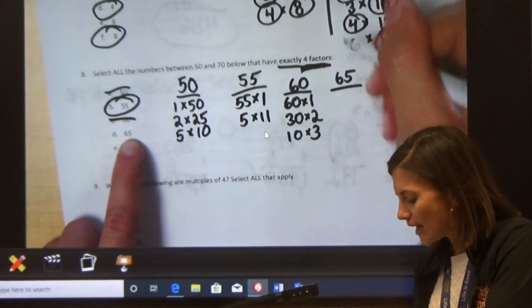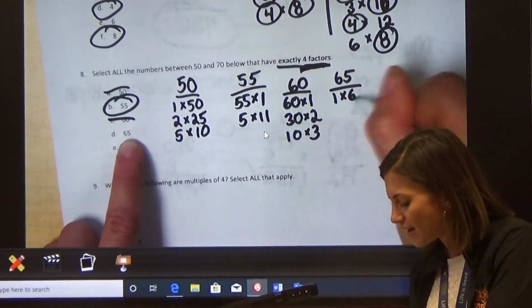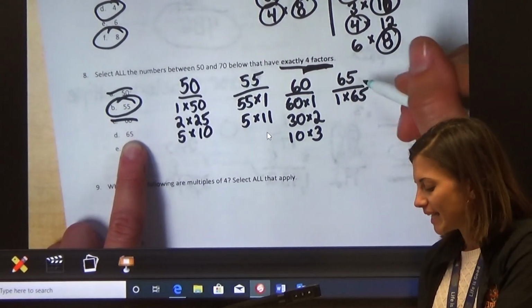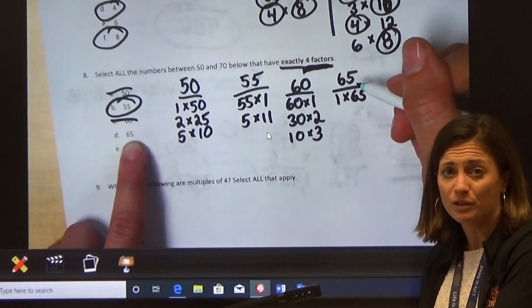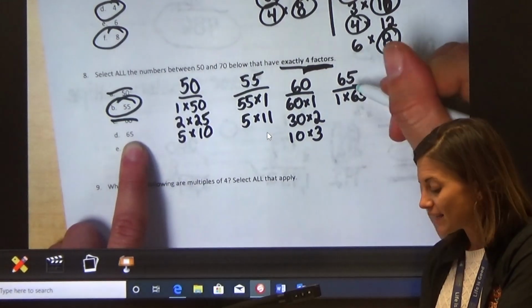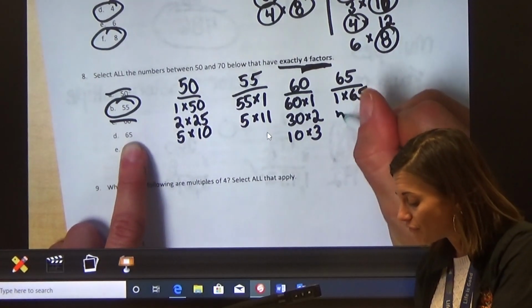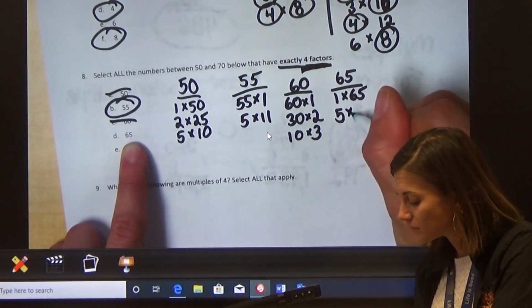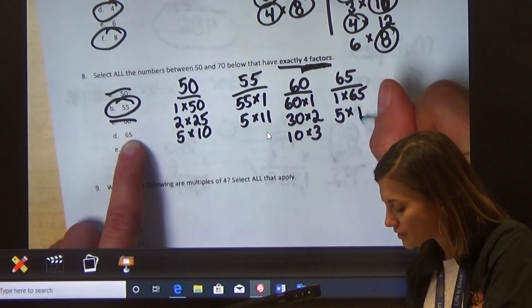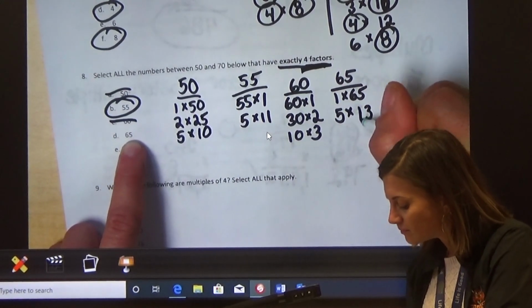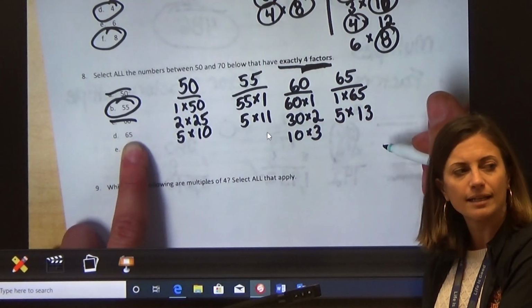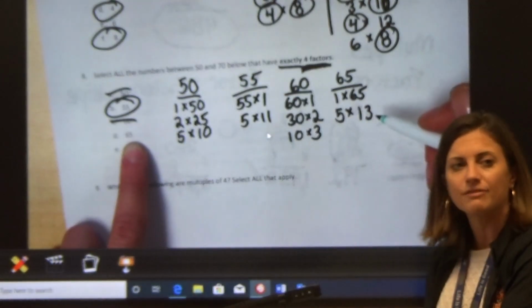65, I can do 1 times 65. It is not even, so I can't do 2. It does not add up to a multiple of 3, so I can't do 3. Can't be divided by 4. Can be divided by 5. So 5 times 13 is 65. Are there any other factors that I can multiply to get 65?